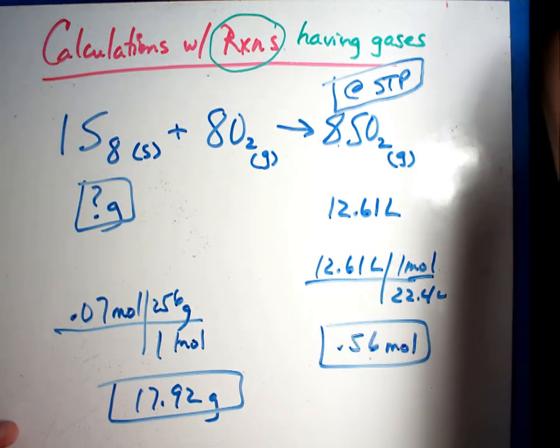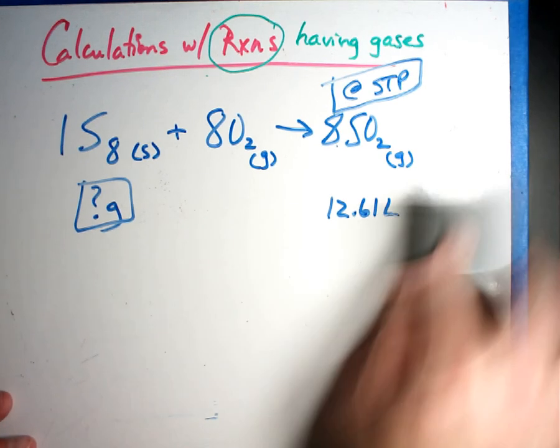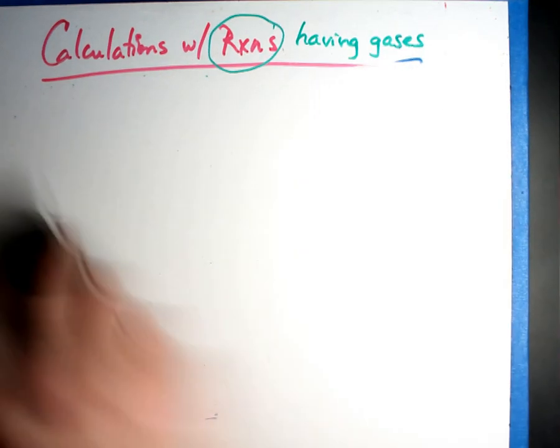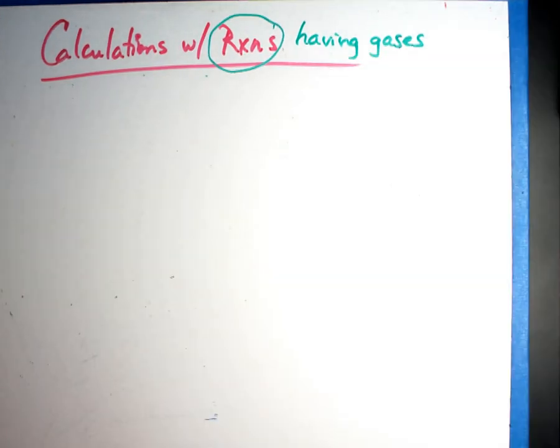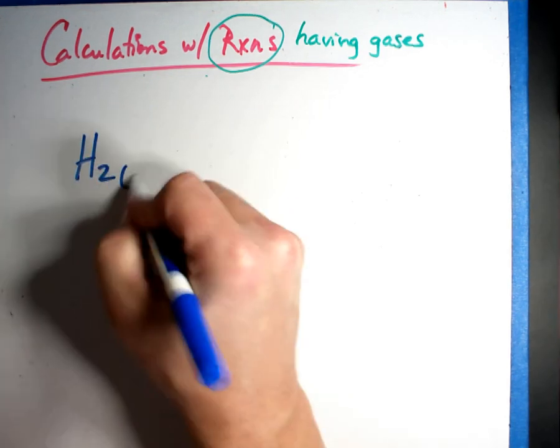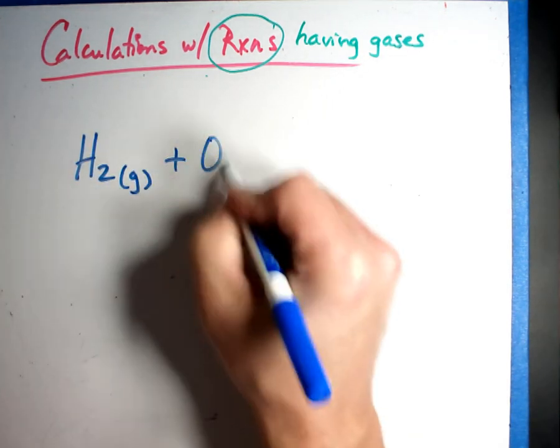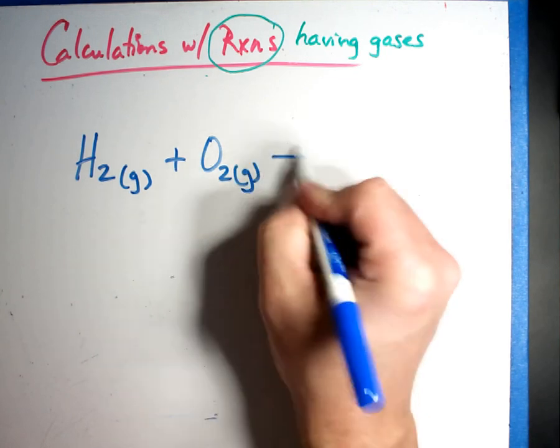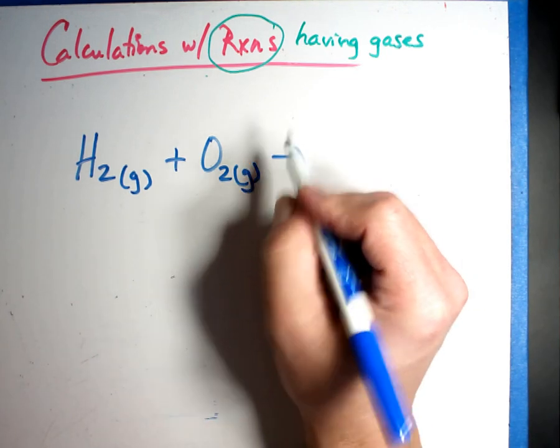Here's one more for you that you can try on your own. I'll do a better job of calling it out and writing it down, and then you can check it with a neighbor when you're done. How many grams of water can be produced in a reaction using oxygen and hydrogen gas? Okay, so you're going to have hydrogen gas and oxygen gas, and you're going to produce how many grams of water?